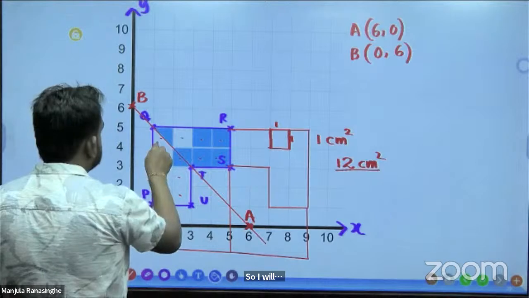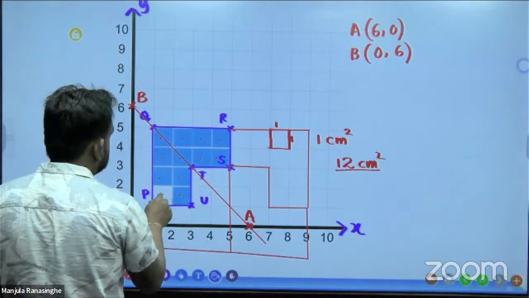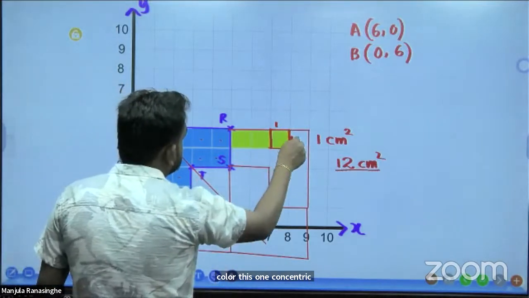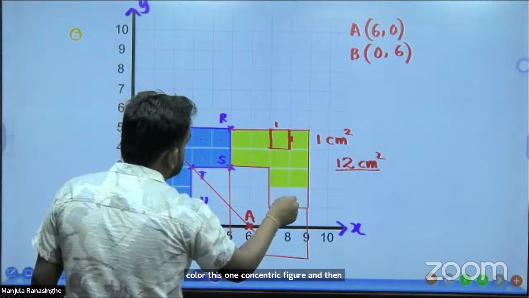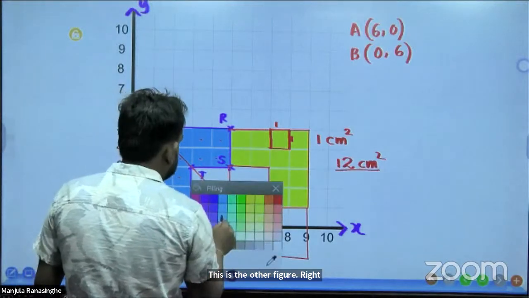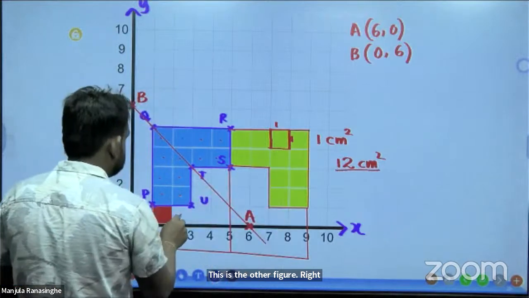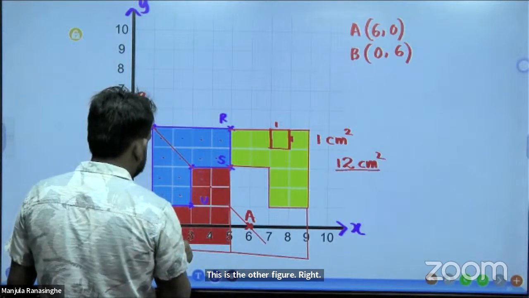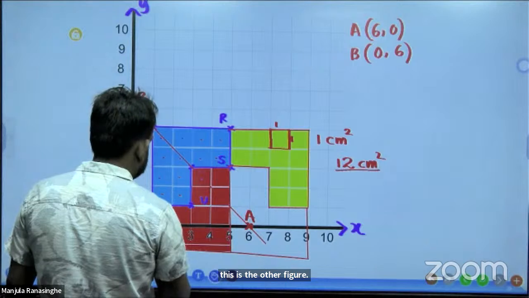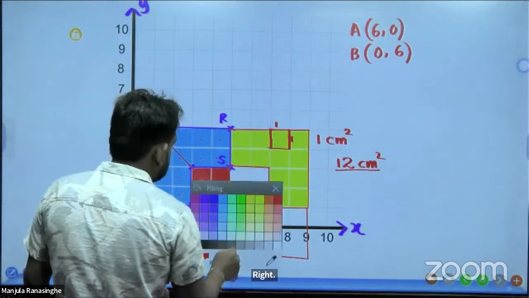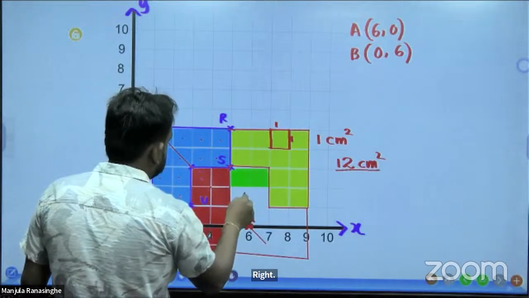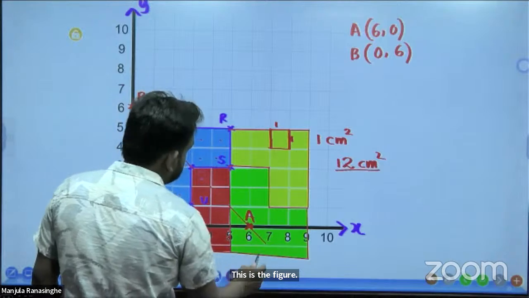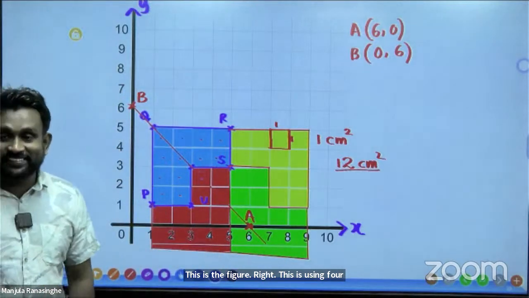See there. You can color this one concentric figure and then this is the other figure. Right. Then this is the other figure. Right. And then lastly this is the figure. Right. This is using 4 shapes. Right. We build up a tessellation.